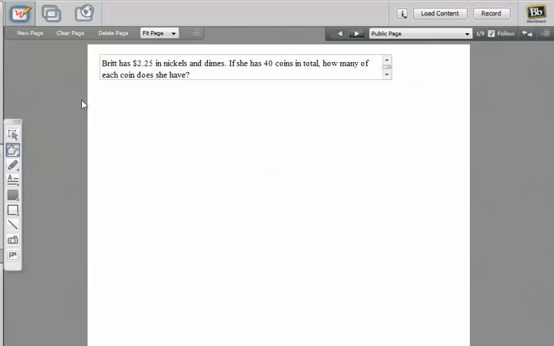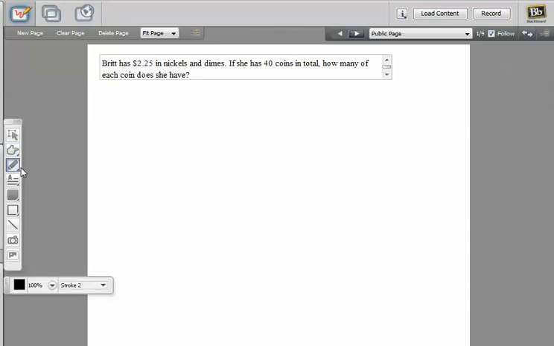Let's take a look at some problem-solving application problems here and see if we can come up with some answers. The first question asks, Britt has $2.25 in nickels and dimes. If she has 40 coins in total, how many of each coin does she have?